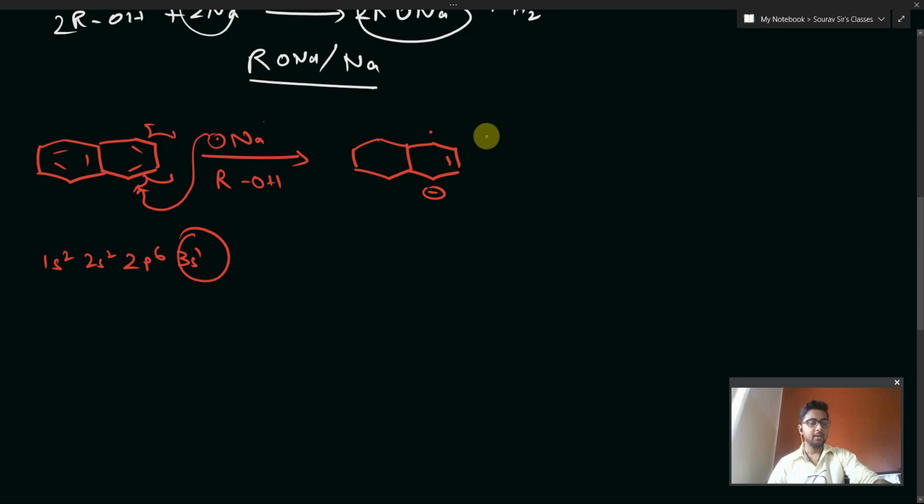Then what would happen is the alcohol which is given in the system, ROH. This minus charge would be taking the H from the system, and the OR minus would be released. So this minus charge is taken from the H.